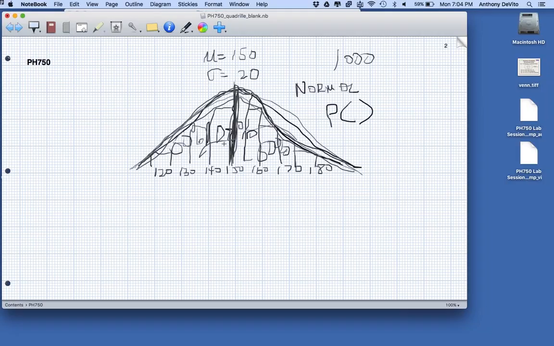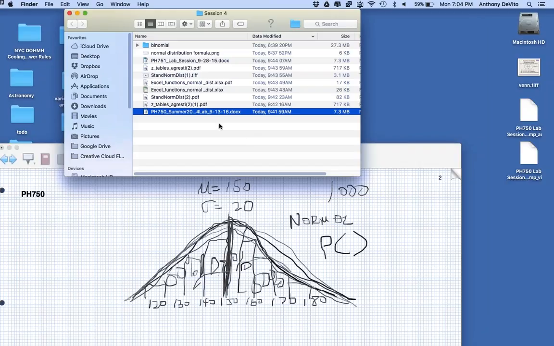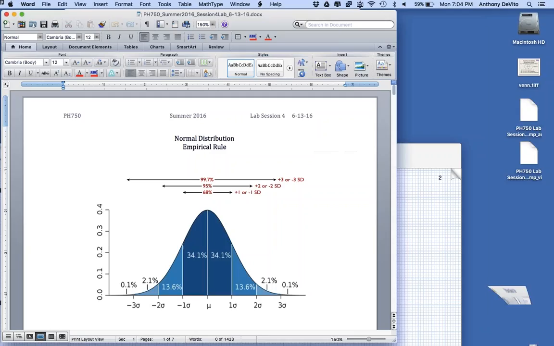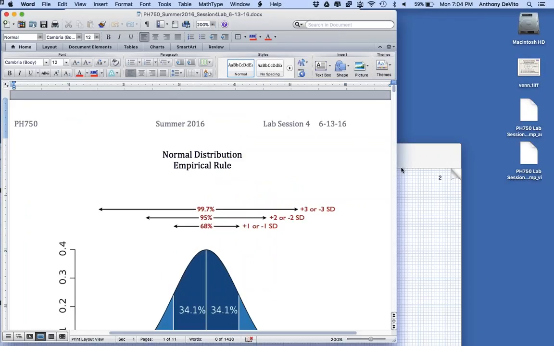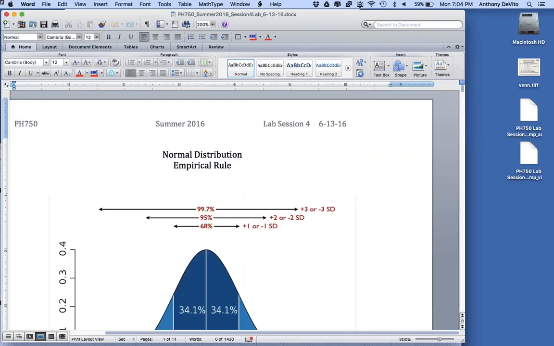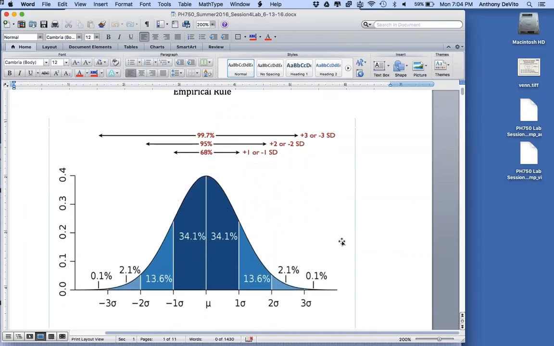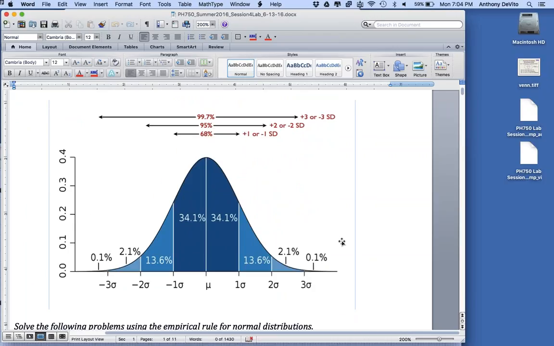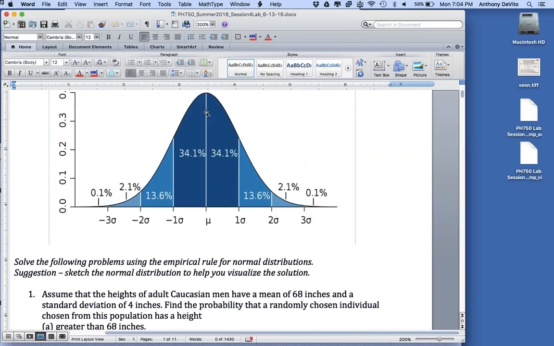Okay, so I'm going to open up a document that's on Blackboard. It's a kind of lab exercise for tonight. The first thing that we're going to see when we open it up is this representation of the normal distribution using something called the empirical rule. If I look at my normal distribution, you'll notice that instead of putting an actual value here, I just put mu for the mean. Right?